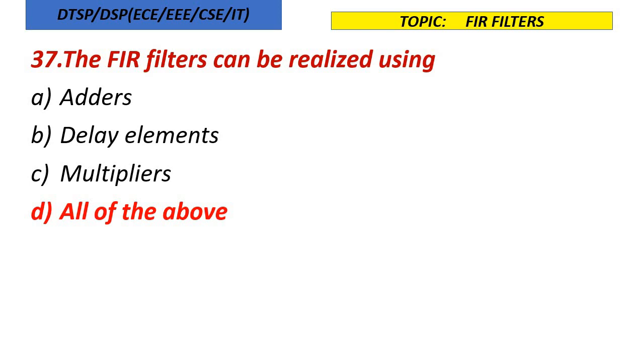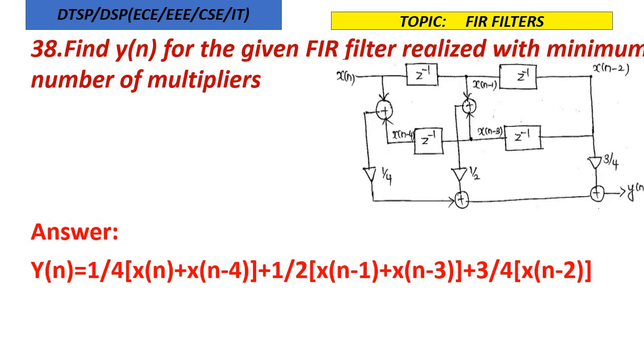The FIR filters can be realized using what? Adders, delay elements, multipliers. Yes, all the above have to be used for realizing an FIR filter. We need adder, delay element, multipliers, everything. So a diagram is given. Find y of n for the given FIR filter realized with the minimum number of multipliers. So an FIR filter can be realized with the minimum number of multipliers so that the hardware complexity can be reduced. Here I haven't given the 4 options.